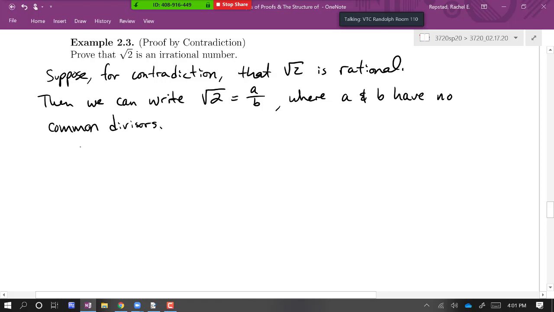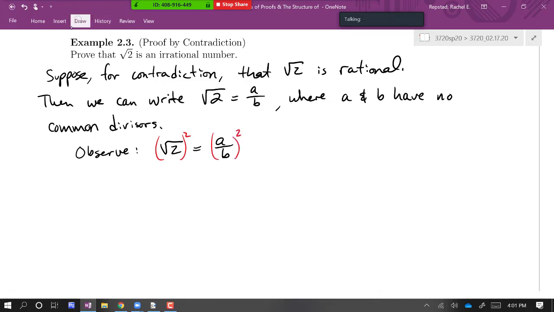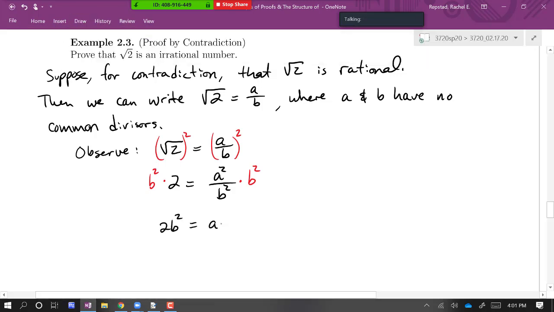Now let's see what we can do with this. Here we have an equation. I'm going to get rid of that radical. We could square both sides. So this means that 2 is a squared over b squared. Now I like that there's no radical, but I don't want to work with fractions right now. I'd rather work with integers. So I'm going to multiply both sides by b squared. So a squared is 2 times b squared.